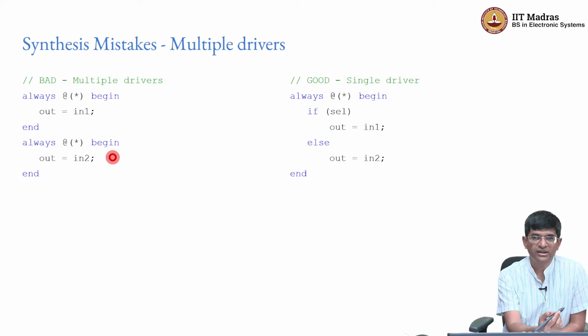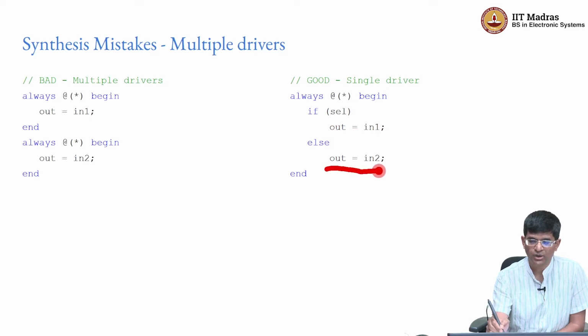Now if you think about it from a hardware point of view, that doesn't make sense, right. I cannot have a single wire being driven by two different blocks unless I am going for something like a wired OR or a wired AND connection, which is not what we are trying to model in Verilog in general, right. What should be done instead is something like this. I should have a clear picture of when I want out to have the value of in1 and when I want it to have in2, and that condition should be put into a single always block.